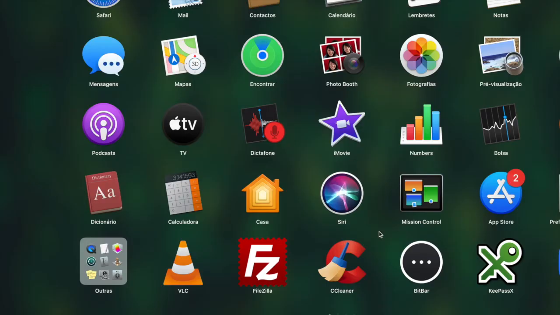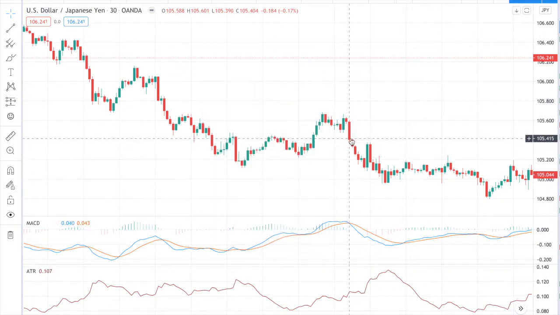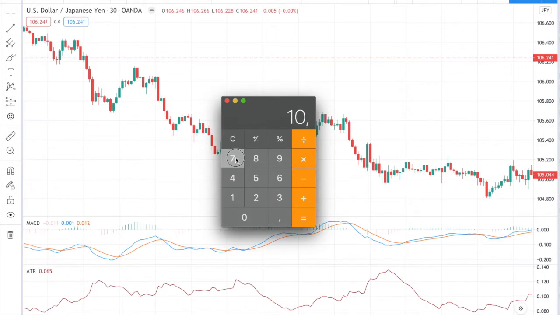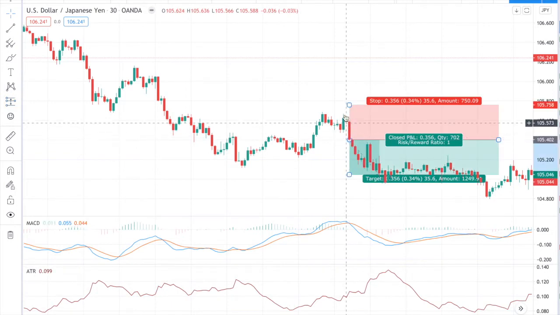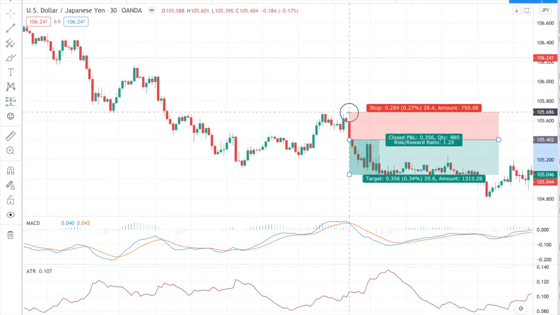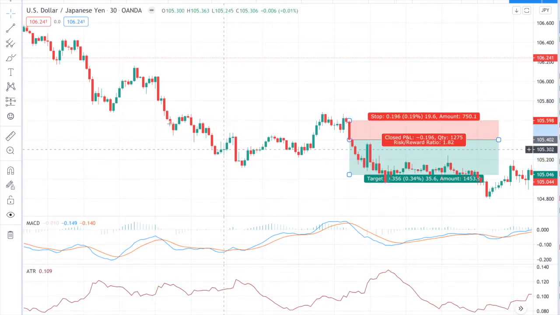Usually I open my calculator, and what I do is multiply the ATR, as you can see here, is 10.7. So I multiply 10.7, you can see the value here, times 1.5, and it is 16 pips. So for my stop loss, I usually use 1.5 times the ATR, 16 pips. As you can see here, this market is not moving much.